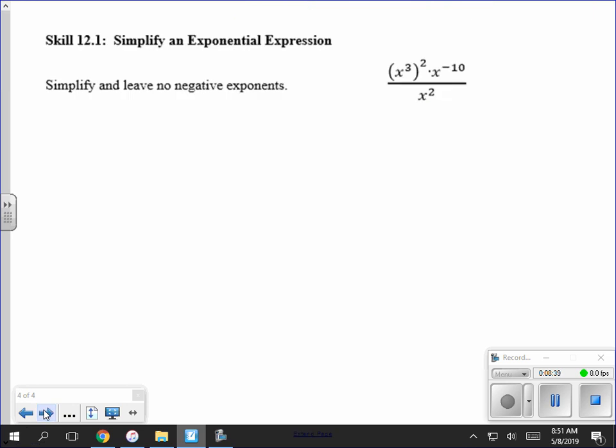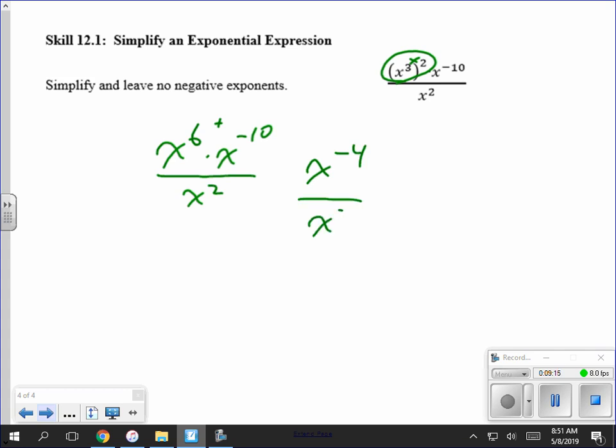And then last but not least on here, simplify your exponents. The first thing I'm going to do, when I have a power raised to a power, is multiply the exponents. I'm going to do this one here. So that gives me x to the 6th times x to the negative 10 over x squared. And the next thing I'm going to do is multiply the x to the 6th and x to the negative 10th. And what do I do there? I add the powers. That gives me x to the negative 4 over x to the positive 2.